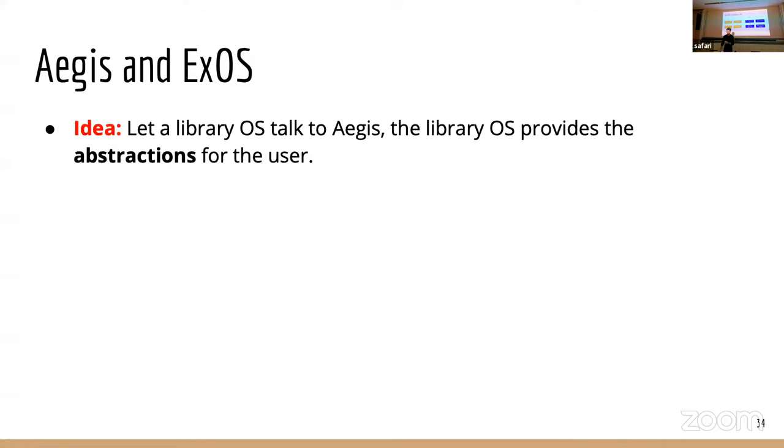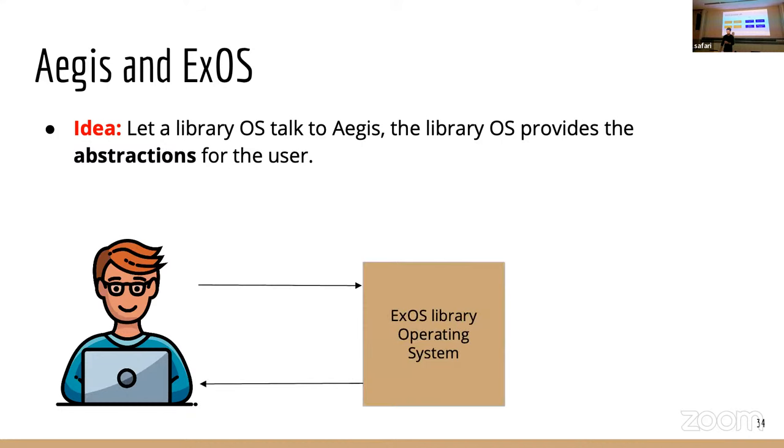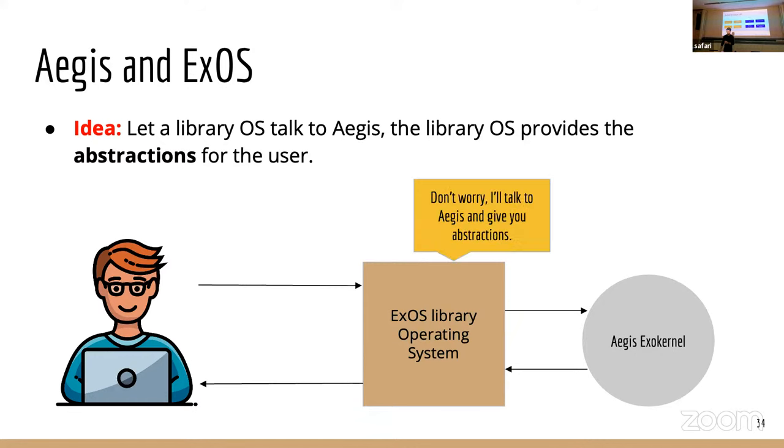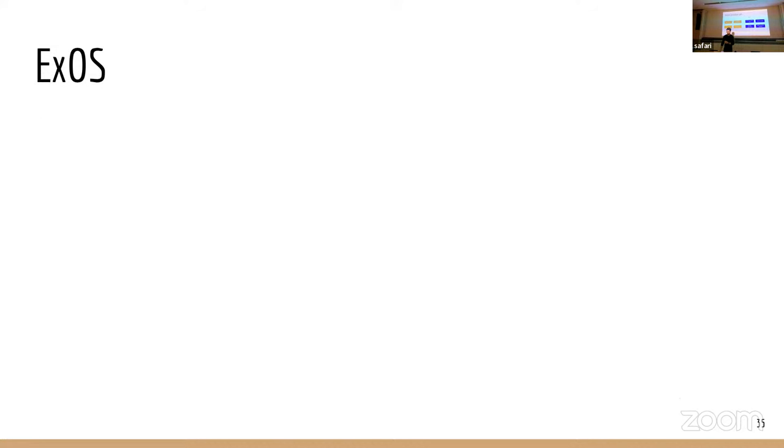And the idea of XOS is that we let the library operating system talk to IGES, and the library operating system provides the normal abstractions for the user. So now the programmer talks directly to the library operating system, which then talks to IGES and then reassures the user that it will handle the dirty details.